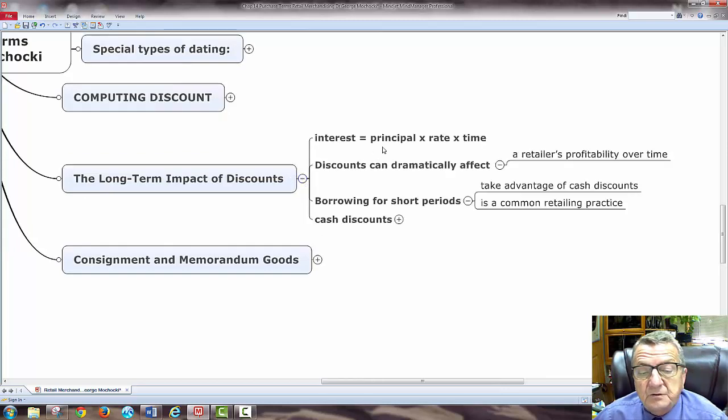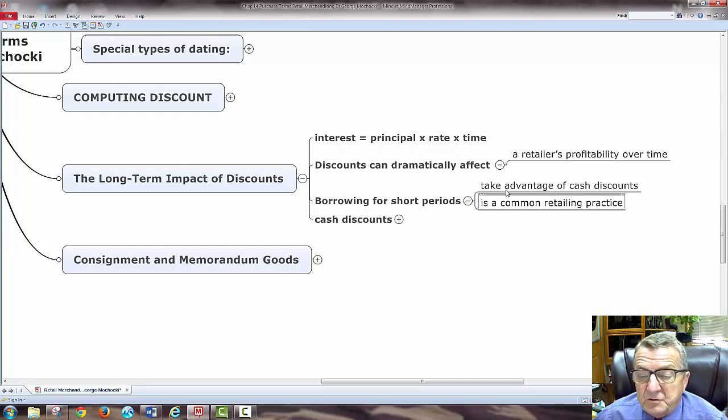Long-term discounts: interest paid times rate times time. If you take finance, mortgage, long-term. Retail profitability over time can be dramatically affected by discounts. Remember, long-term, how much I paid. That's my expense side. I could write off some of it, but only how much. And so I'm looking for the discounts.